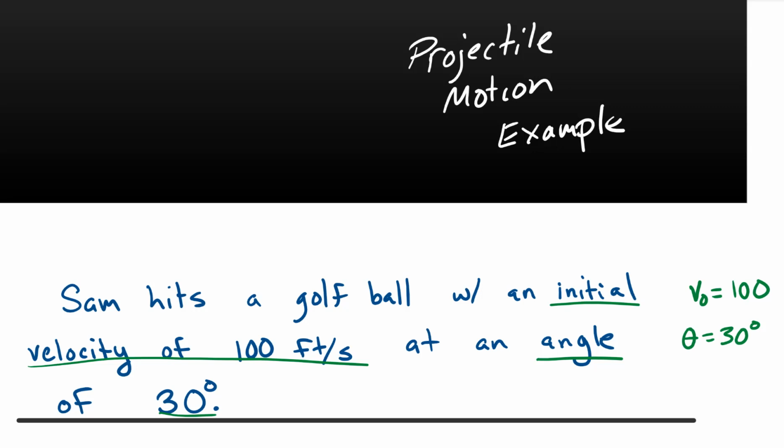Sam hits a golf ball with an initial velocity of 100 feet per second at an angle of 30 degrees. We're going to assume that thing's on the ground, that the initial height would be equal to 0. Sometimes you'll see it like that, h naught, saying the initial height. Now, a lot is assumed in this problem. We're thinking that he's standing here with his golf club and going to hit the ball onto flat ground. I know it doesn't say it, but we're going to assume that.